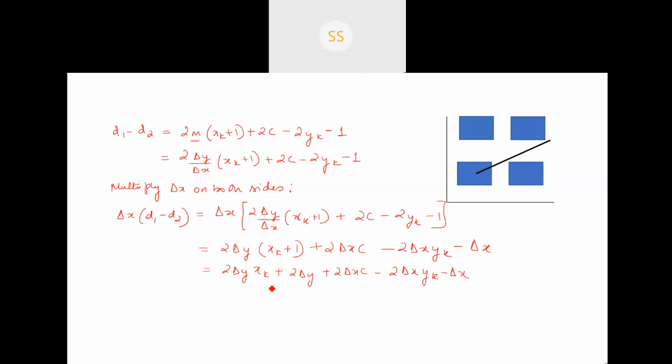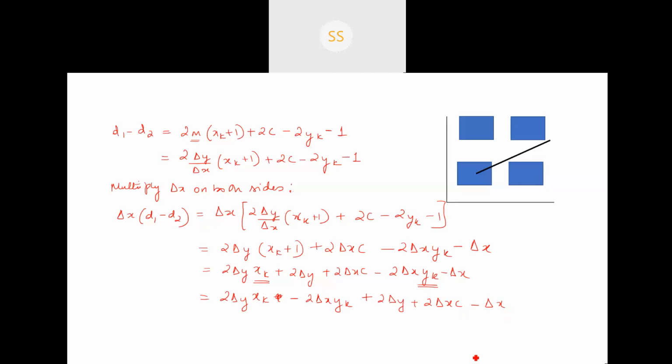Now what I'm trying to do is bring the xk and the yk terms together, because these are the two things which are going to make changes, isn't it? So I'll bring those two values together. So to delta y xk, I'm just rearranging this, this minus of 2 delta x yk. And what about the other values? That is 2 times delta y plus 2 times delta x c and my minus of delta x. So this is what I get finally.